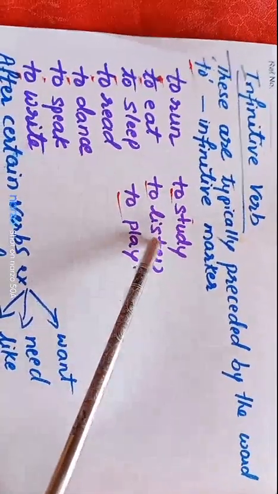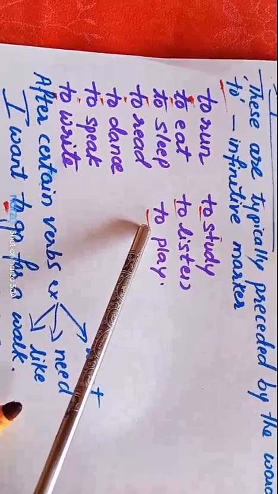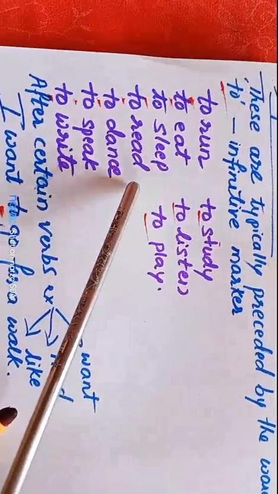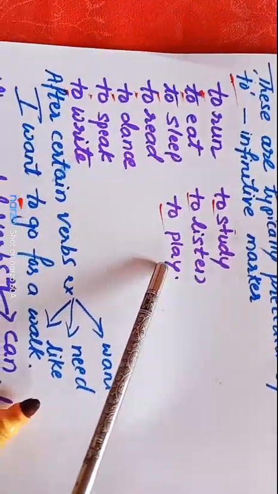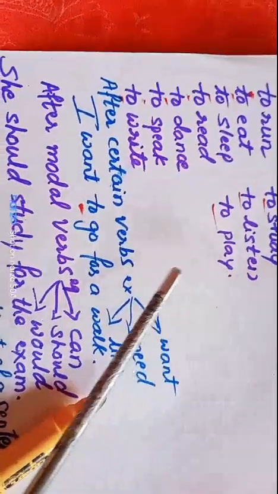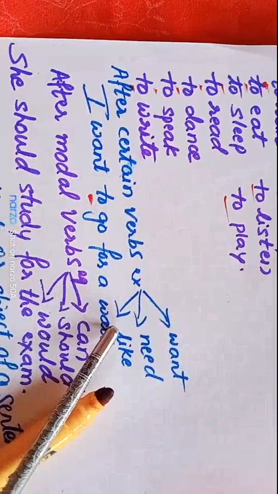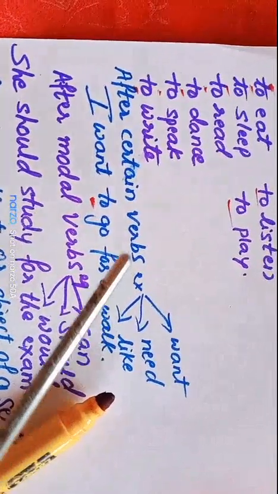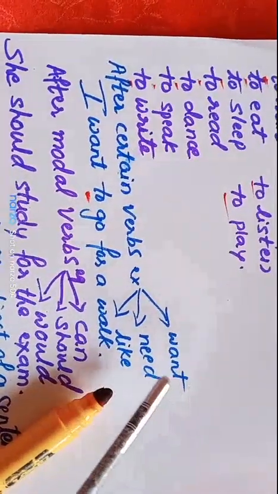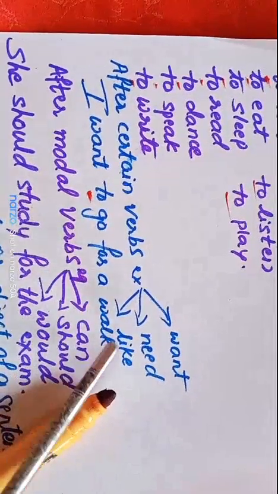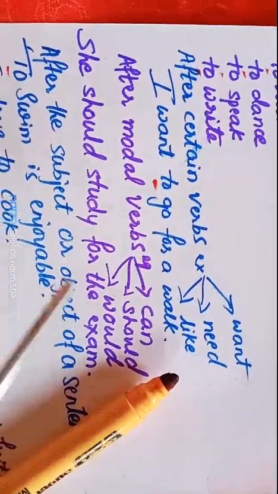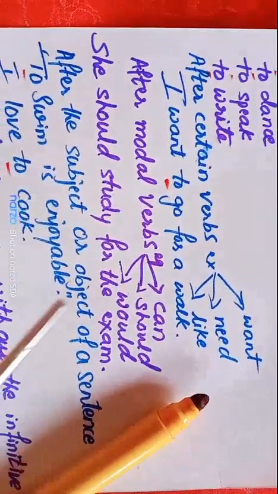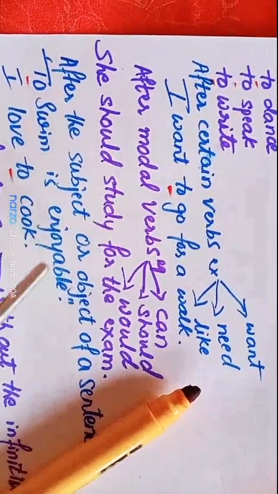Here are some examples of infinitive verbs: to run, to eat, to sleep, to read, to dance, to speak, to write, to study, to listen, to play. Infinitive verbs can be used in various contexts, such as after certain verbs, for example want, need, like: I want to go for a walk. After modal verbs, for example can, should, would: she should study for the exam. After the subject of a sentence: to swim is enjoyable, I love to cook.